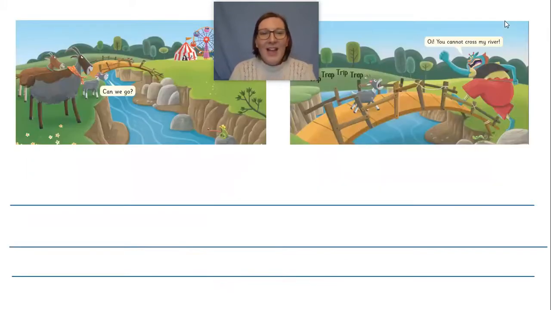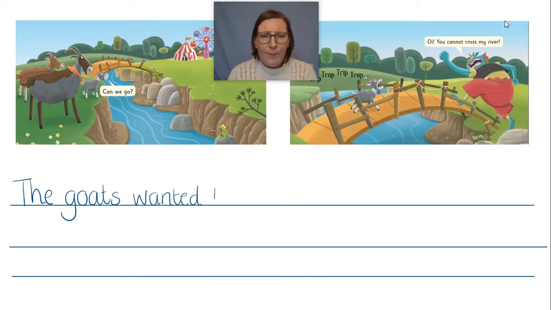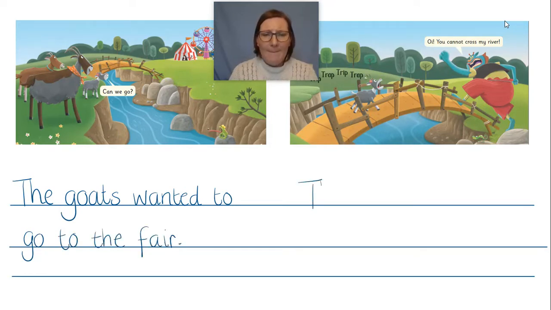Okay, let's move on. So here, the goats are looking longingly at that fairground. It looks fantastic. I think I'd like to go there. Would you? Yes. So the little goat asks, can we go? Let's think of what we could say there. Oh, well, the goats, they wanted to cross the bridge, didn't they? That's right. The goats wanted to go to the fair.